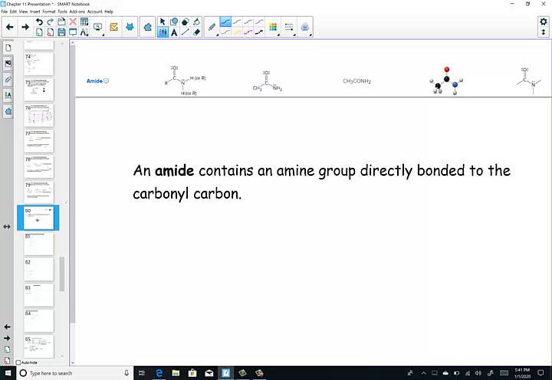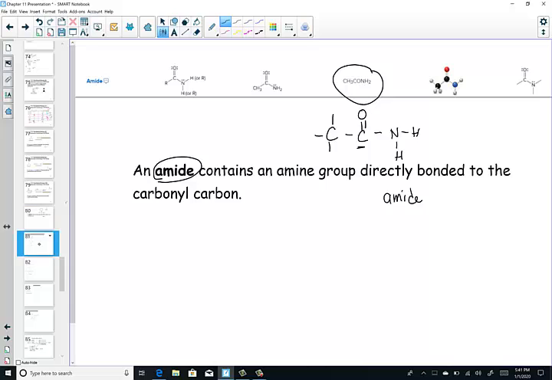The amide family, amide contains an amine group directly bonded to the carbonyl carbon. So let's say, for example, we have a CH3 group, a C double bonded to an oxygen, then directly attached to the nitrogen, and we now call that an amide. Amides and amines contain nitrogen. Amides are directly next to the carbon, directly attached to a double bond O.